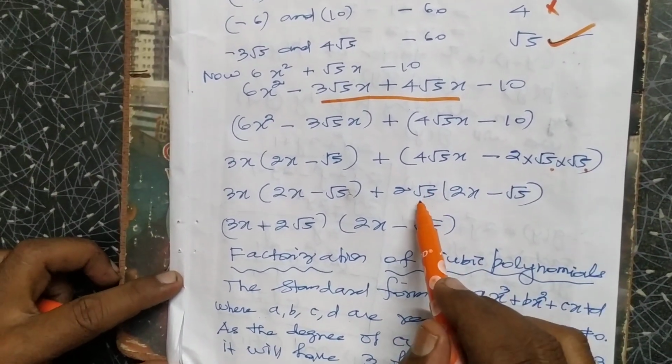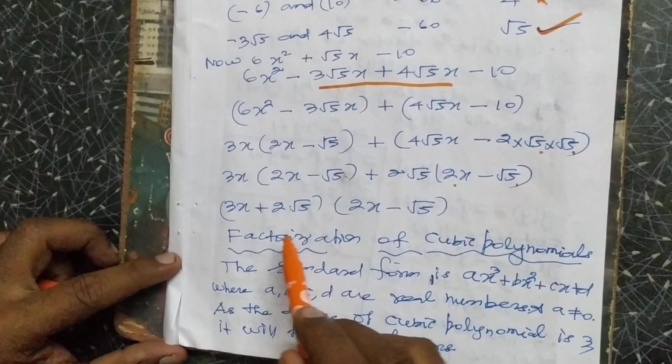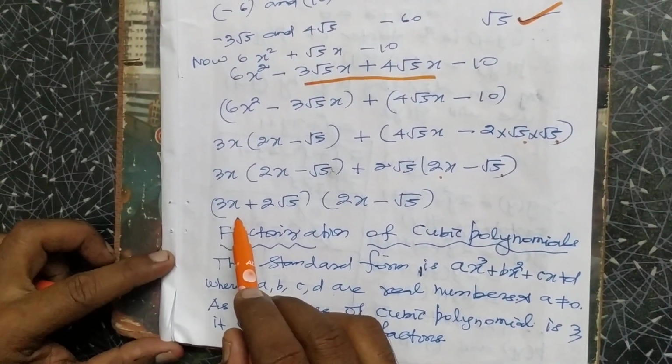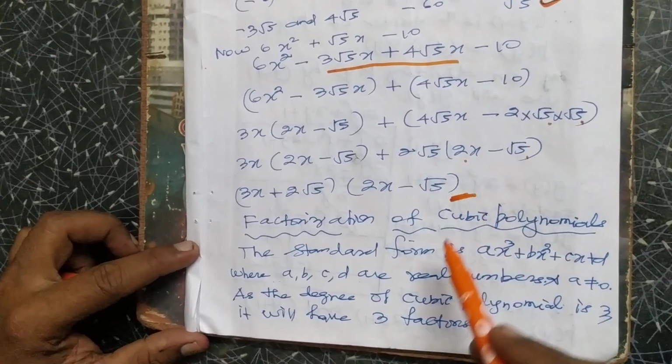Then take out the common factor 2 root 5, then 2x minus root 5. Final answer is 3x plus 2 root 5 into 2x minus root 5.